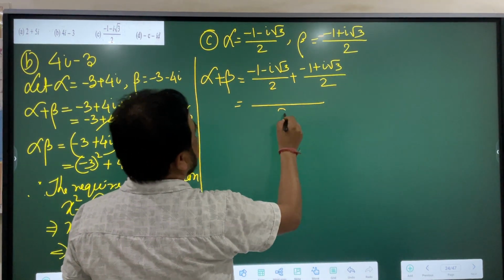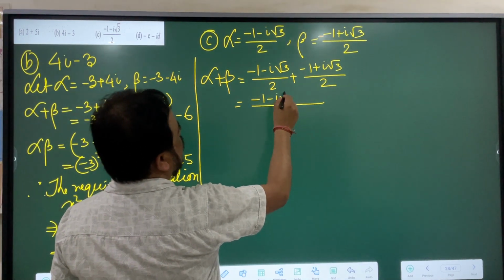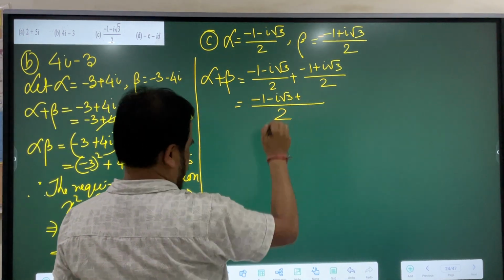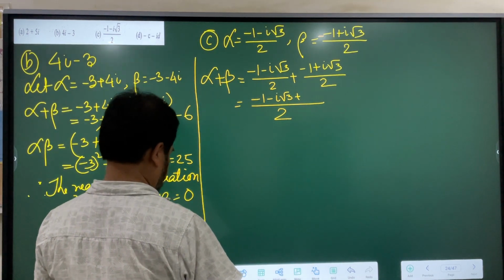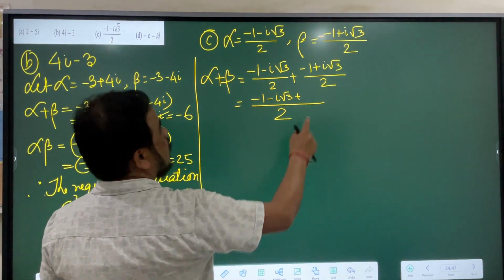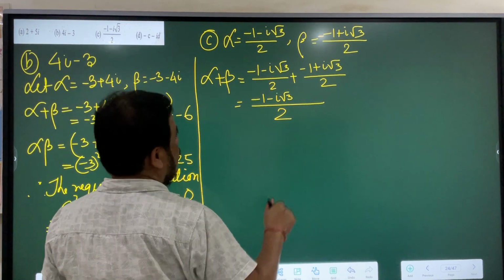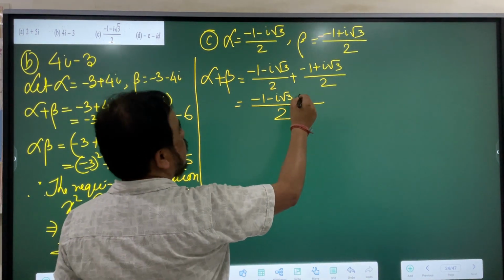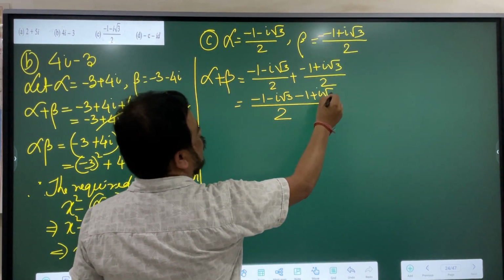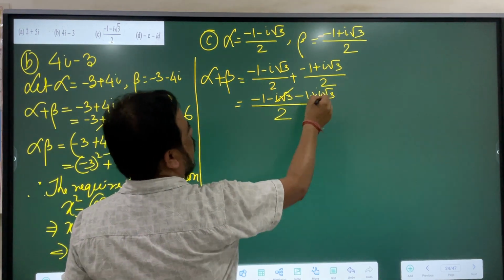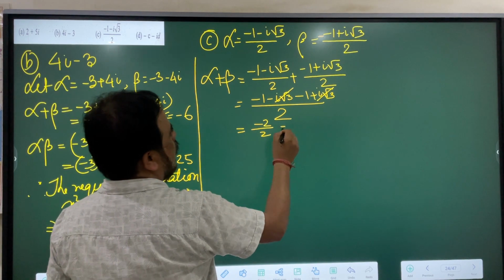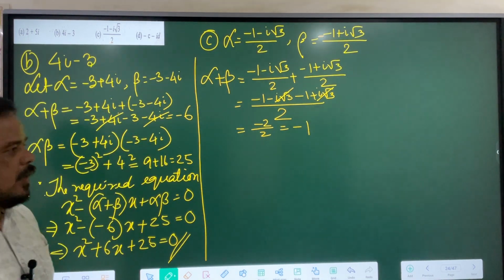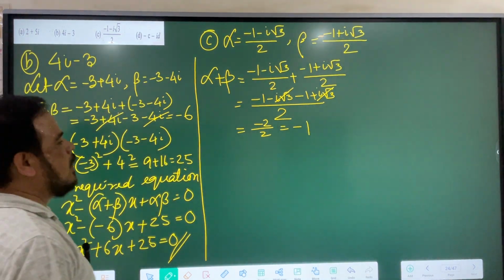So 2 as LCM: minus 1 minus i root 3 plus minus 1 plus i root 3. Minus i root 3 plus i root 3 cancel. So minus 2 by 2 equals to minus 1. Alpha plus beta we have got minus 1.